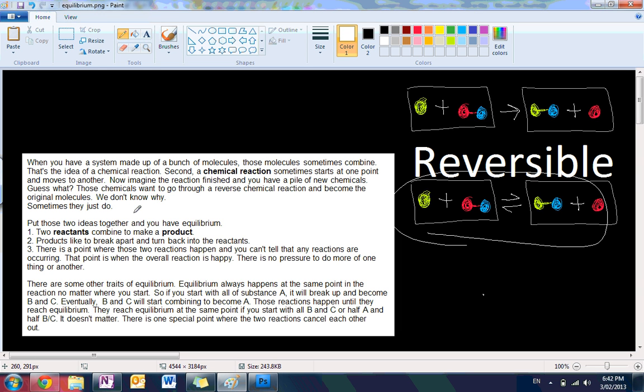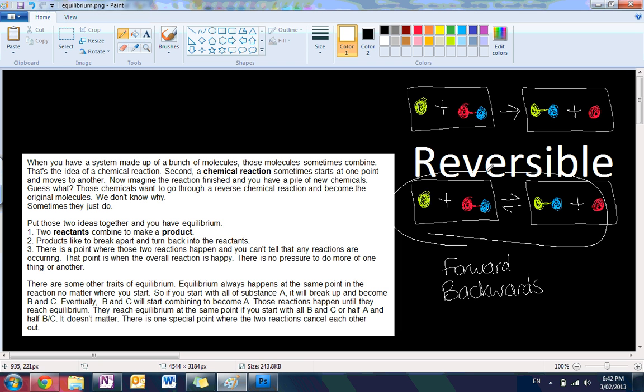Now, in this instance, you will have both of the directions going. These directions are known as the forward direction and the backwards direction. So forward meaning the formation of the products, and backwards meaning the formation of the reactants. And there is a point at which both of the directions are occurring simultaneously.